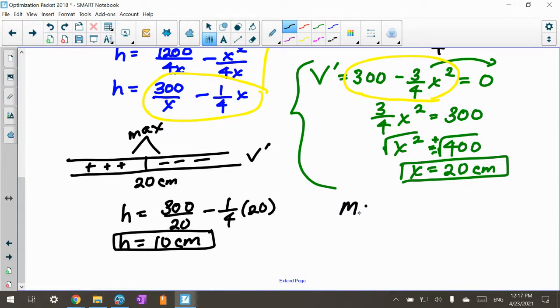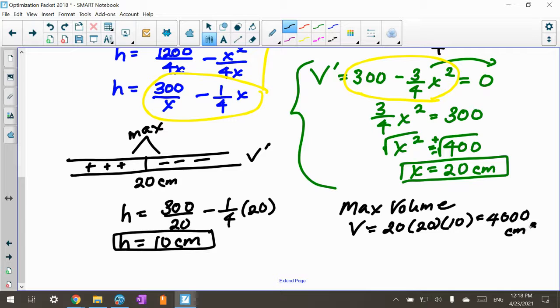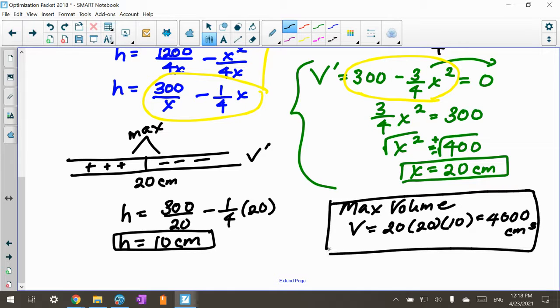So the max volume is going to be 20 times 20 times 10, or 20 squared times 10. It doesn't matter. And when you do, you get 4,000. And don't forget, it's in cubic centimeters because we're talking about volume, because this is centimeters, centimeters, and centimeters. So there is our max volume. So there's another optimization problem for you. So I hope that helps.